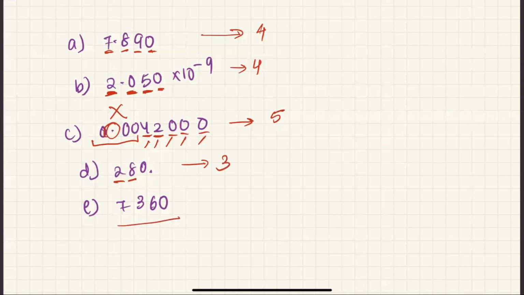What about this one? 7, 3, and 6 are all significant. What about the 0? Is there any decimal point there? No. So because there is no decimal point, the 0 is not significant. So there are only 3 significant figures.